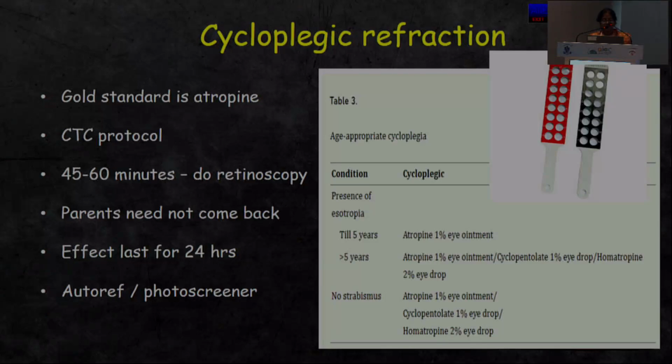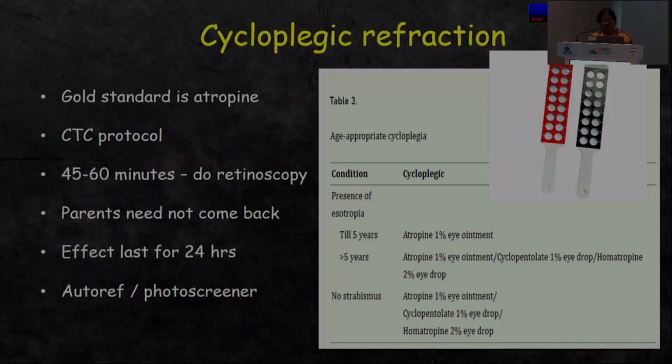The idea behind doing a CTC is that the child need not come back again, and the effect would last for 24 hours. So if the kid has some exam or some test to go to, the child can always go. But the only side effect with cyclopentolate is that it causes certain neurological problems. So if the baby has a history of seizures or developmental delay, one can always switch to homide eye drop.